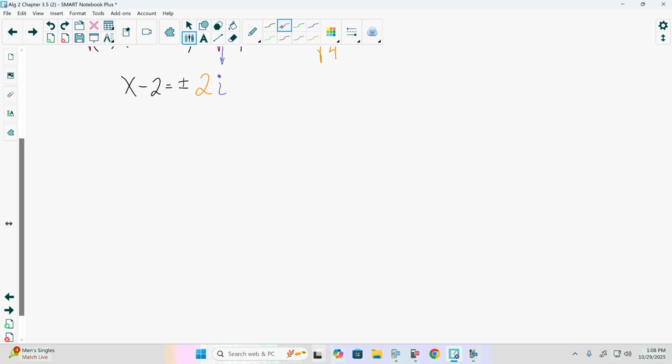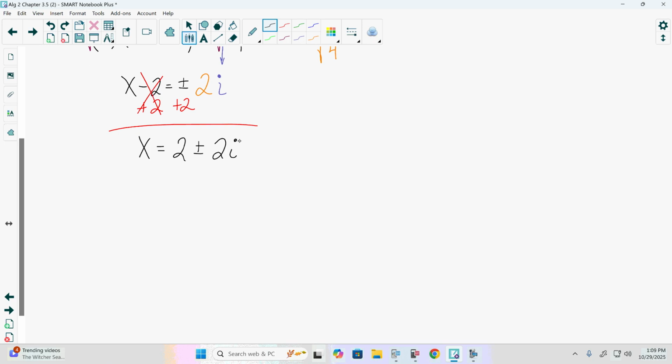Now we could say we're done as long as x is by itself. But unfortunately we have x minus 2. So we have to add 2 to both sides. Because on our x minus 2, if we add 2, the 2's will simplify out, leaving us with x. On the right-hand side, we're adding 2 to this plus or minus 2i. So we're going to put the 2 in front for now. Saying that we have 2 plus or minus 2i.